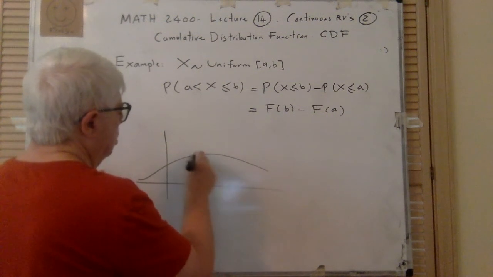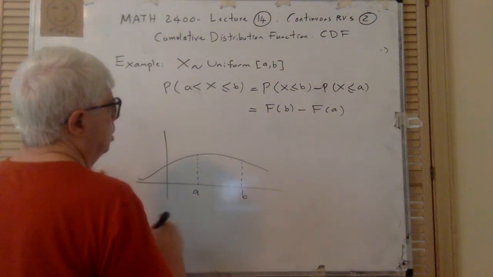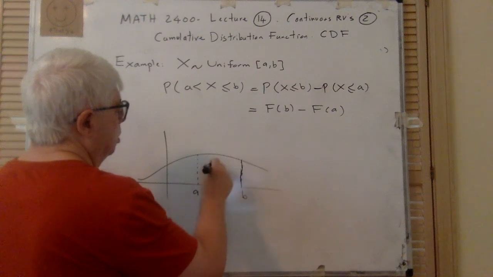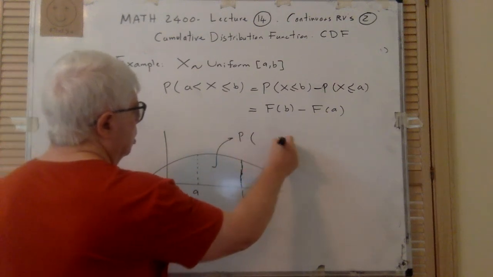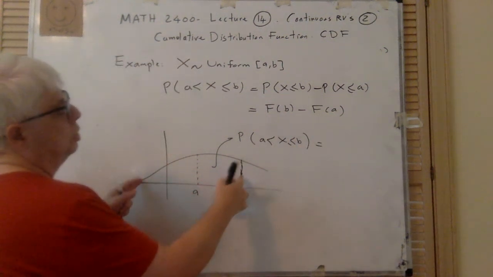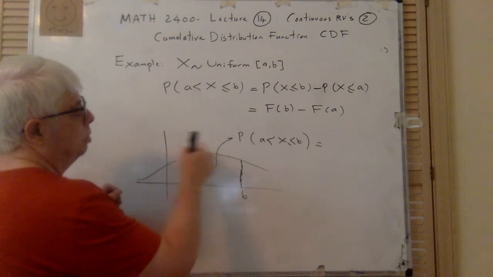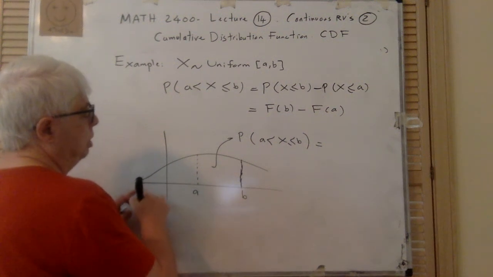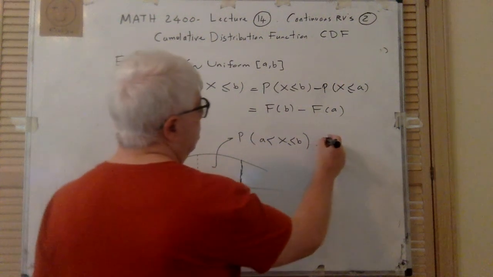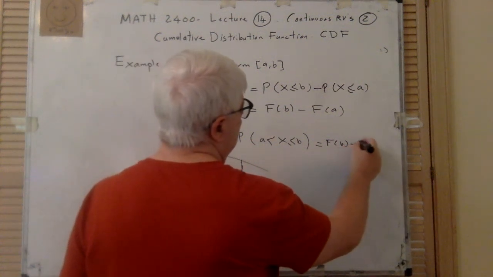So let me mark a and b. This probability is this area minus this area, right? This is the area under the curve from negative infinity to b, minus the area under the curve from negative infinity to a. Now from negative infinity to b is F(b), and from negative infinity to a is F(a).